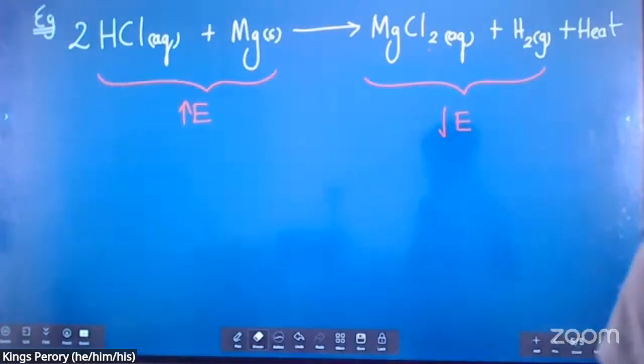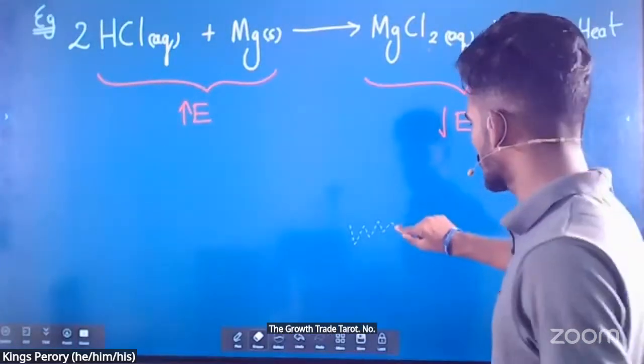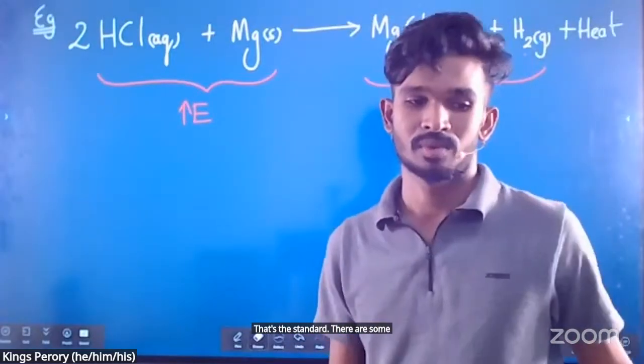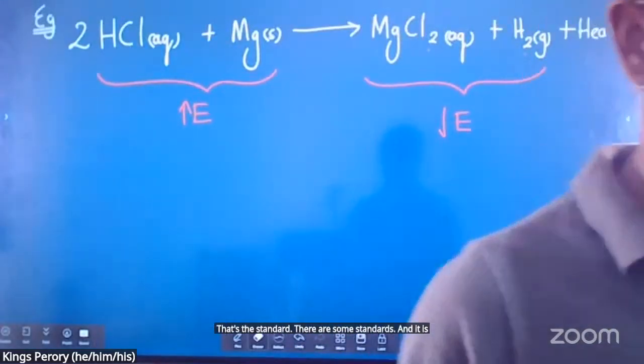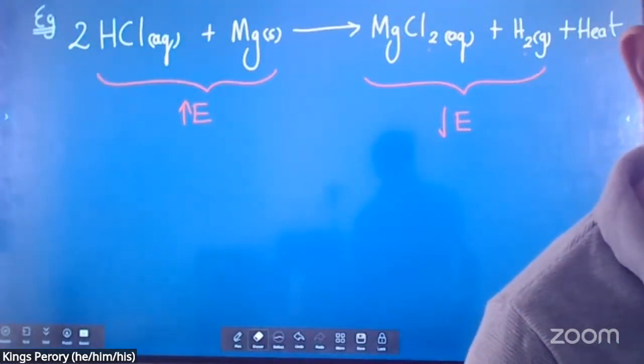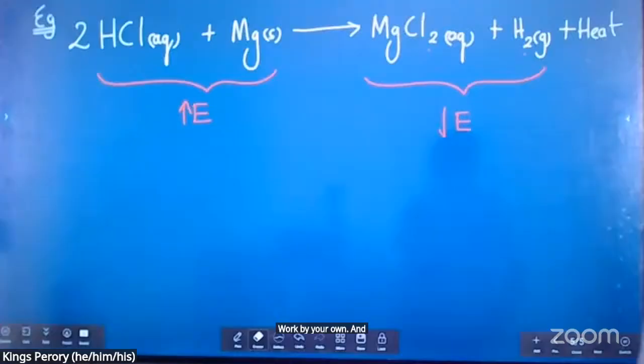So can you draw a straight arrow? No. Standard is you draw an arrow like that. That's a standard. There are some standards. Work by your own. And once done, tell me done.